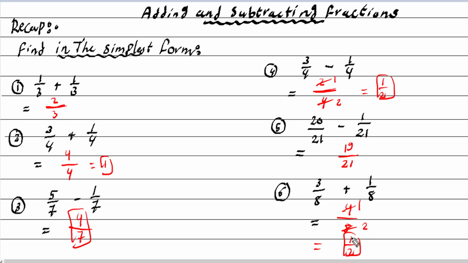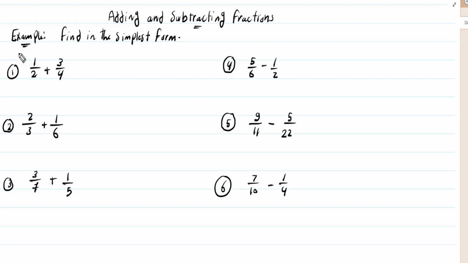The simplest form. Example, find in the simplest form 1 over 2 plus 3 over 4. The two fractions here have different denominators. Okay, so the first step is to make the denominators the same, and then we can add or subtract as we studied before.